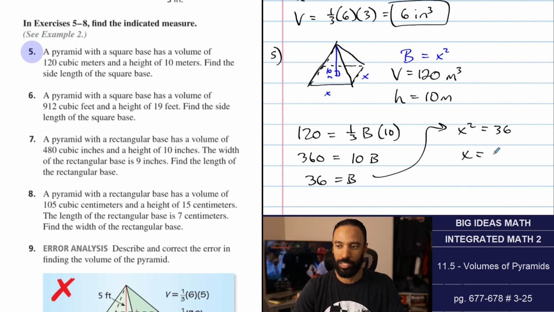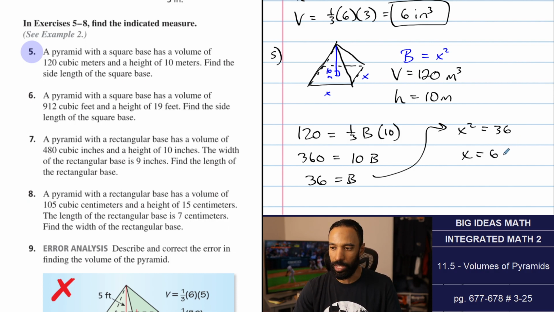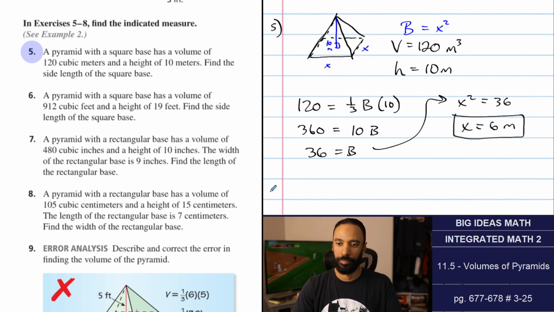Take the square root of both sides. You get plus or minus 6. But as you know, we're referring to just positive units when it comes to lengths. So 6 meters for the side length of the base of number 5. Number 6.